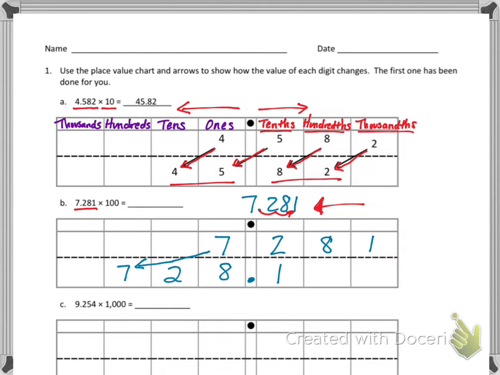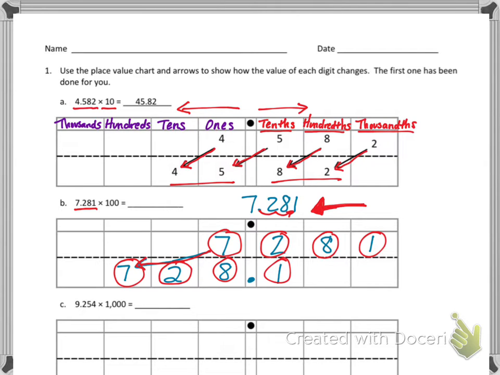And one of the things that they're trying to convey is that the decimal is pretty solid. It doesn't usually move too much. And the thing that actually moves are the digits. The digits are the ones that are changing value. So 7 ones becomes 7 hundredths. What used to be 2 tenths when I multiply times 100 becomes 2 tens, or 20. 8 hundredths becomes 8 ones, and 1 thousandth becomes 1 tenth.